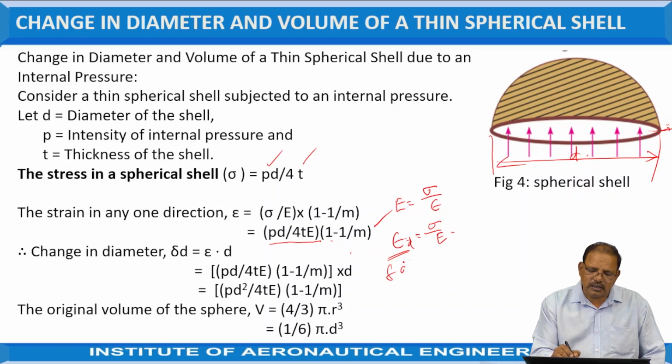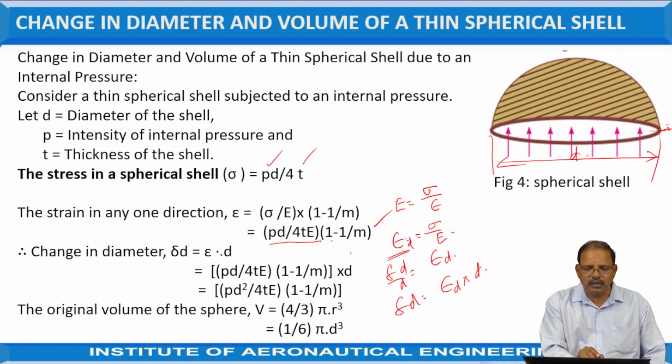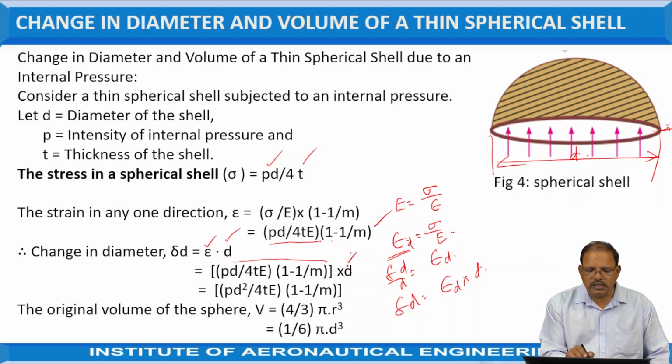Then the change in diameter delta D divided by D is equal to epsilon D, that is change in diameter to original diameter. From this relation, delta D is equal to epsilon D multiplied by D. From the values we got, PD divided by 4tE into 1 minus 1 by m, because this is the strain produced in one direction, multiplied by D, it becomes PD square divided by 4tE into 1 minus 1 by m.